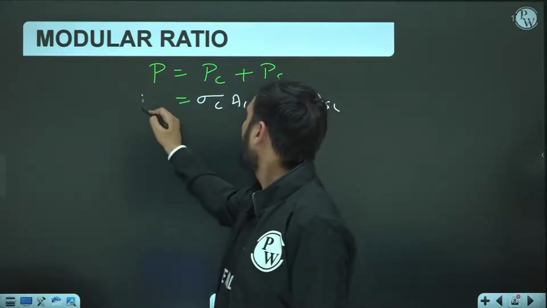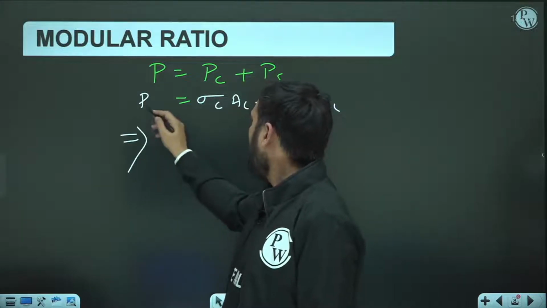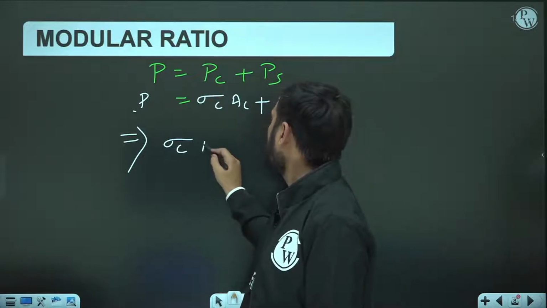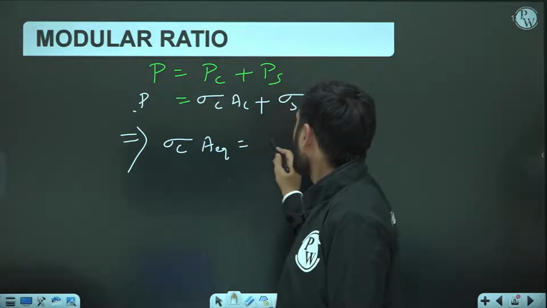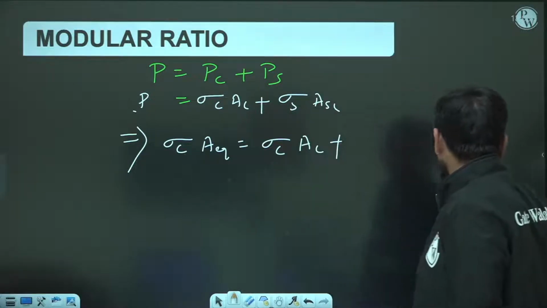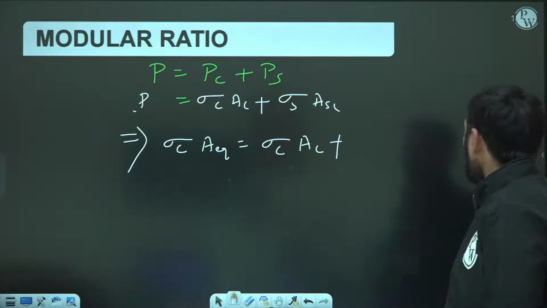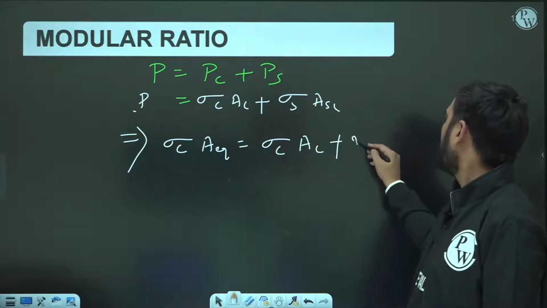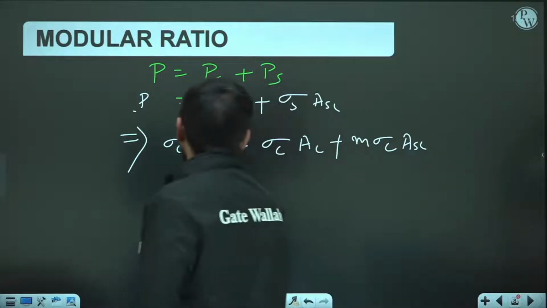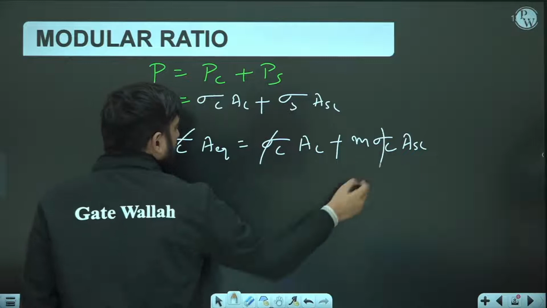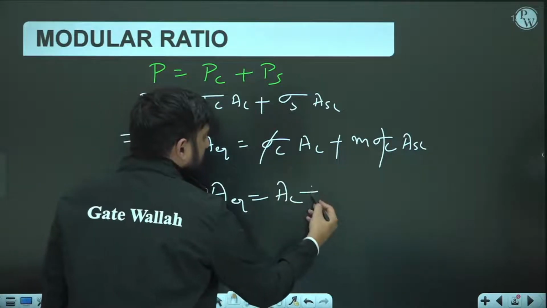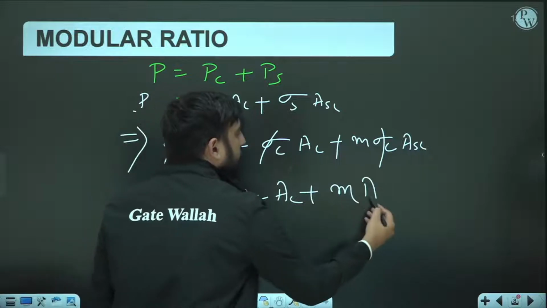This is the total amount of load. If I want to replace the entire material with concrete, means sigma C into A equivalent, then here you can see it is sigma C into AC. So sigma S we have recently seen, it is M times of sigma C. So after replacing sigma S by M times of sigma C into ASC, we can see that equivalent area would be original area of concrete plus M times of area of steel.